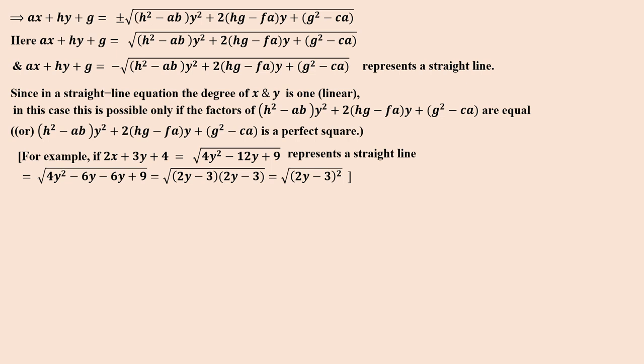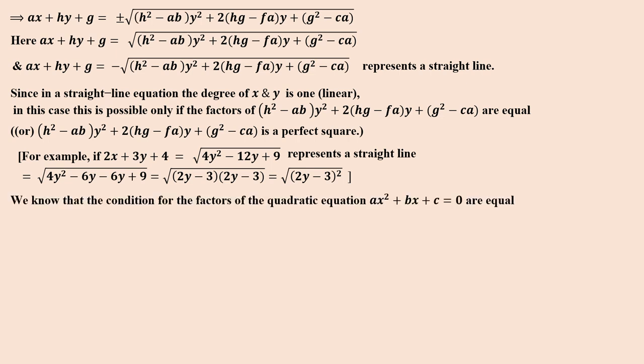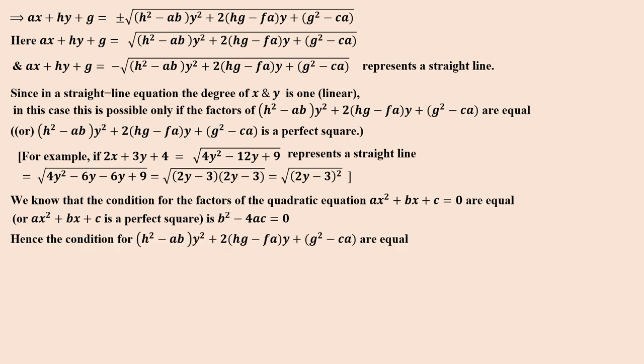So that is what they are explaining in the above statement, right? We know that the condition for the factors of the quadratic equation ax square plus bx plus c equal to 0 is equal roots, which means ax square plus bx plus c is a perfect square. What is the condition from the theory of equations? b square minus 4ac is equal to 0, right? If the factors are a perfect square, then the discriminant, that is b square minus 4ac, is equal to 0, right? That is the condition. We are going to use this condition here.